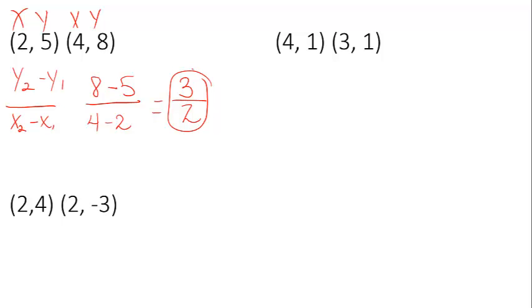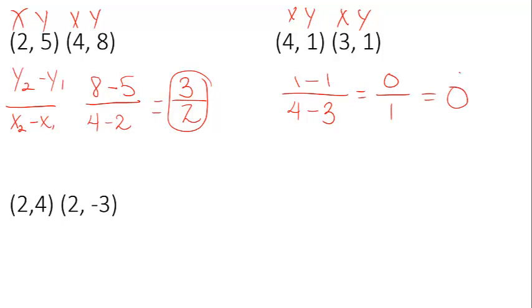where the graph rises 3 units and runs 2 units from each point. Likewise, I can do the same thing for this x, y, x, and y. This time I'm going to pick this first parenthesis first, just because it doesn't matter which one you start with. So let's say y minus y would be 1 minus 1. And then we'll start over here and say 4 minus 3. 1 minus 1 gives me 0, and 4 minus 3 is 1. 0 divided by 1 can reduce, and I know that that means the slope is 0.